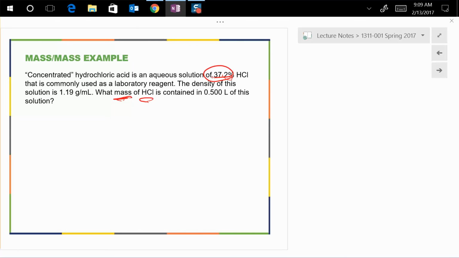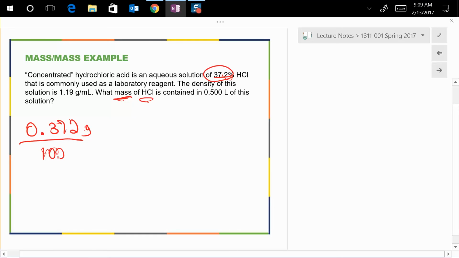Okay, so what is that? 0.36. Good. So, all right. It's 37.2%, so now we know it's 0.372 grams for every 100 grams of solution. Okay. We can assume that. Or what mass of HCl is contained in 5.5 liters.